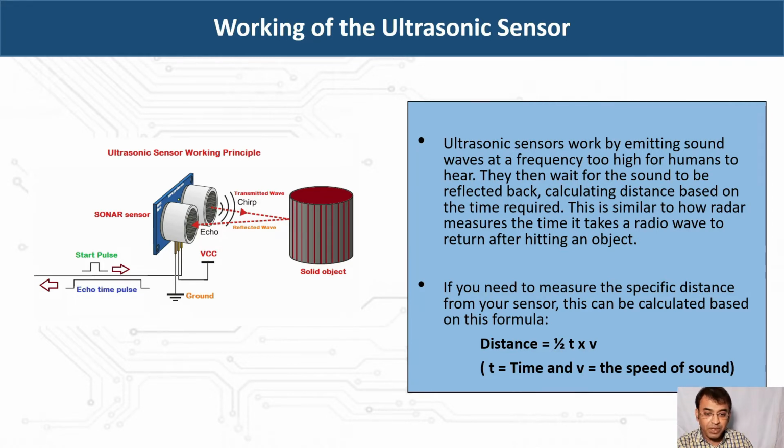Now you can see the picture of the working. The trigger pin is generating the sound wave, or you can say pulse. The echo pin is receiving the pulse, and we have to calculate the duration, and the duration is converted into the distance. You can say sonar sensor. This is called sonar.